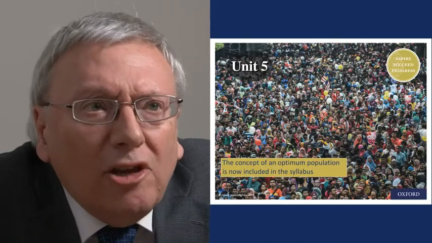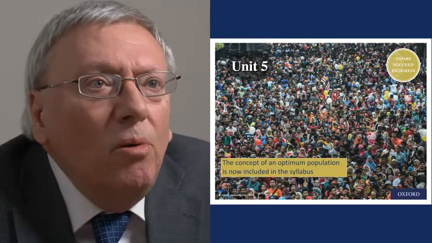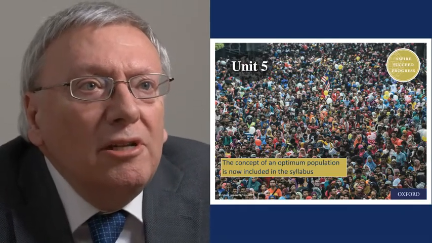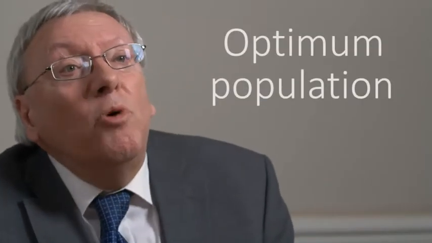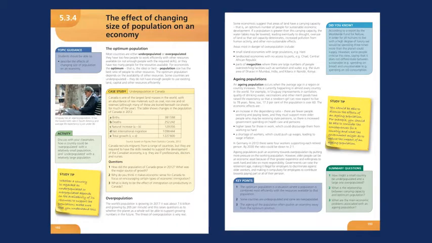In Unit 5, Economic Development, the concept of an optimum population is now included in the syllabus. You might like to consider what is meant by an optimum population and how you would judge whether a country was overpopulated or underpopulated. The concept of an optimum population is covered on pages 192 to 193 of the Essential Economics textbook. One of the summary questions asks, how might a small country be underpopulated and a large one overpopulated?